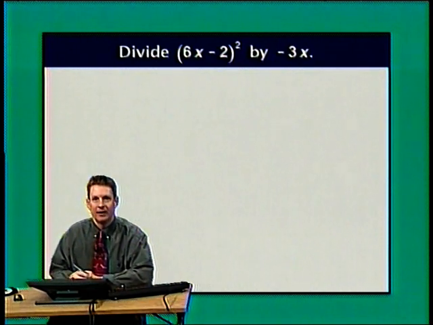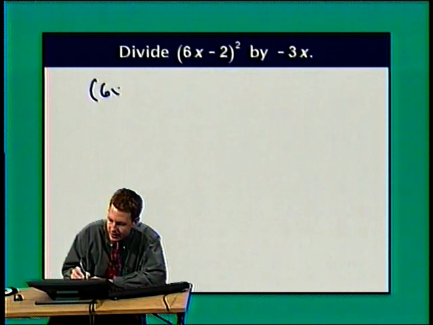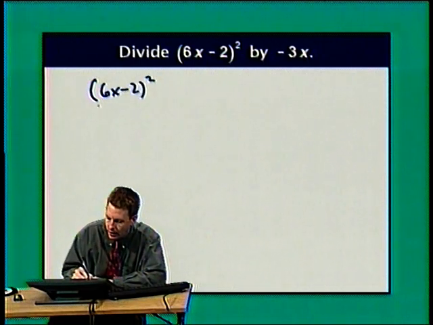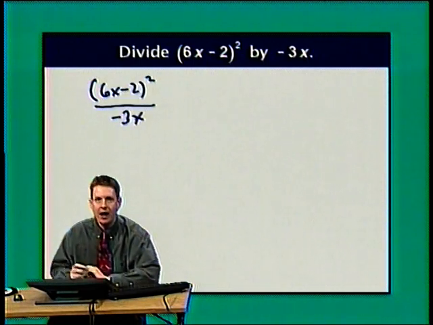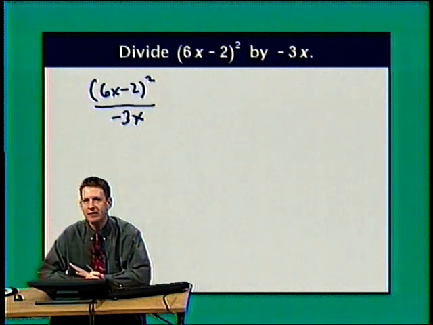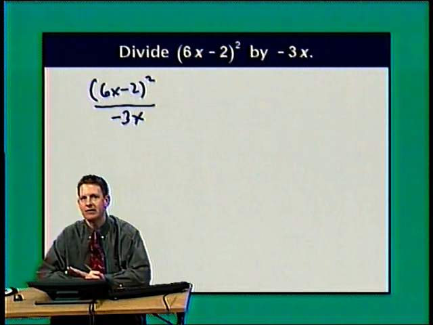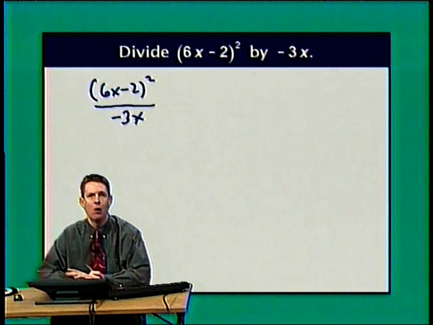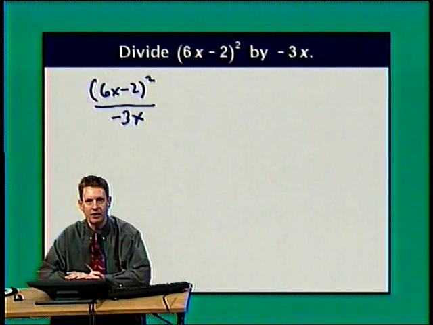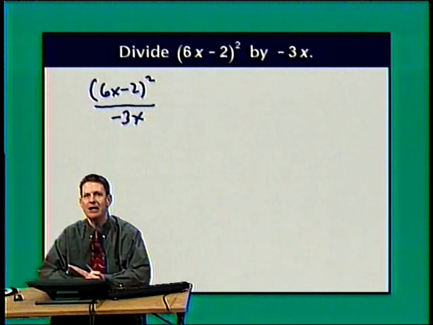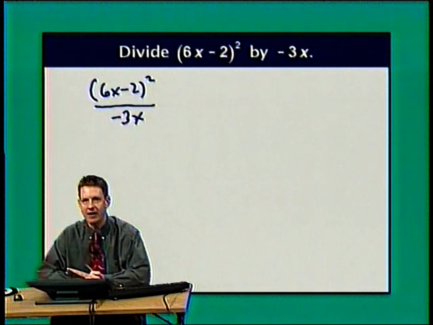Here's another example. Let's take the quantity 6x minus 2 squared and divide it by negative 3x. Literally, even as I was writing that down, I've got to tell you what I was thinking about. There's subtraction going on inside those parentheses in the numerator. When there's addition or subtraction going on in the base of an exponential expression, you can never immediately begin to apply the rules of exponents.